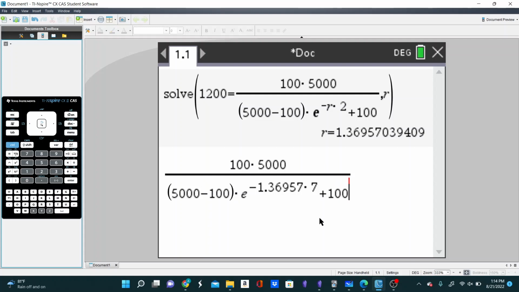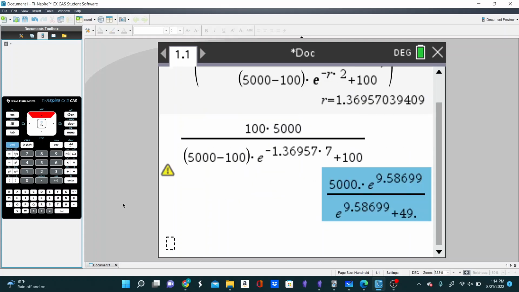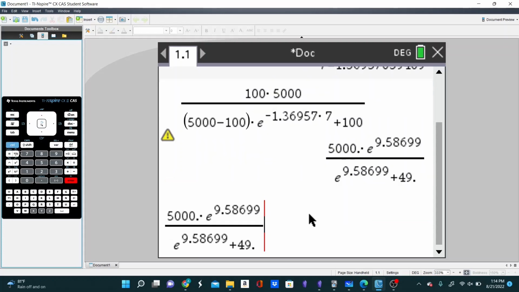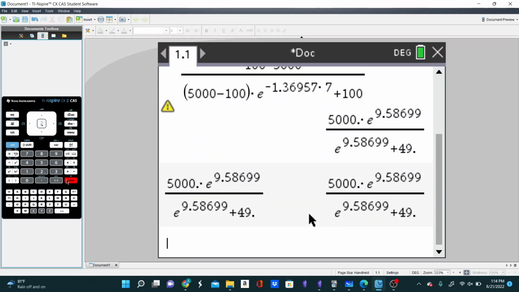So if I click enter, it didn't really do what we wanted it to. So if I do control enter. Nope, it's not giving me what I want it to.